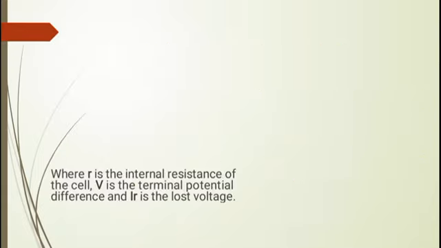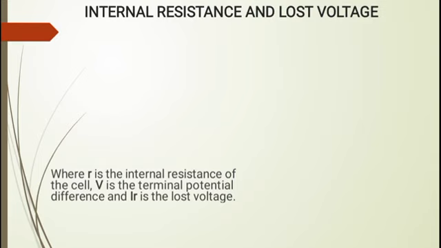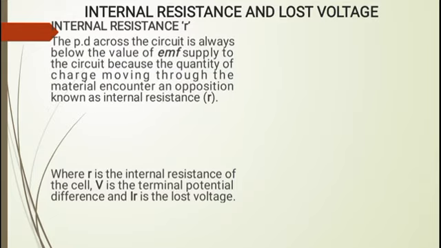Okay, let's quickly consider the second objective of our lesson, and this has to do with internal resistance and lost voltage. First thing is, what is internal resistance? It is from general observation, when we set up a simple circuit with a source EMF of a particular value, and we use a voltmeter to check the voltage across the terminals of this circuit, that is, the voltage across the loads in the circuit.